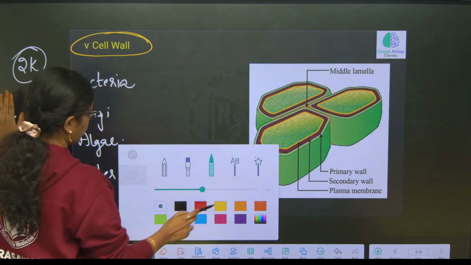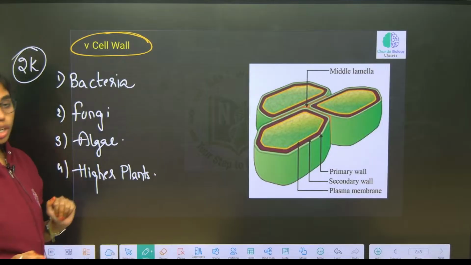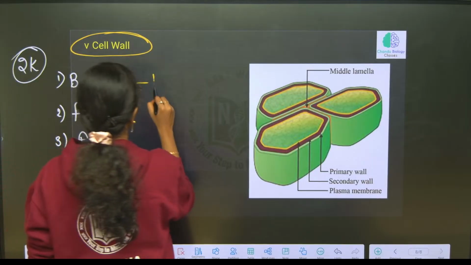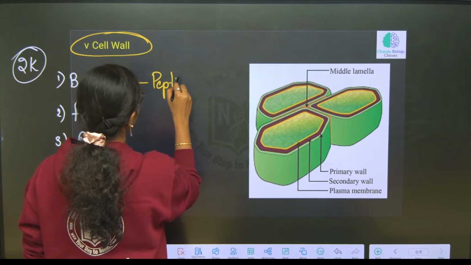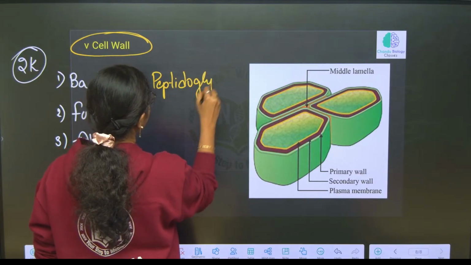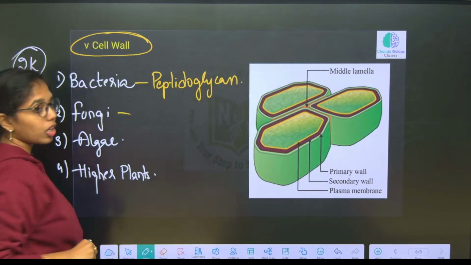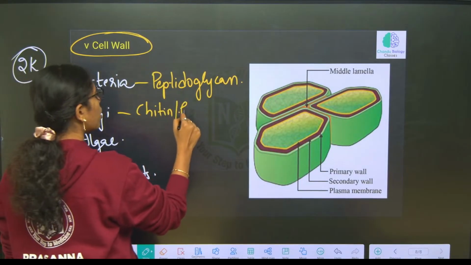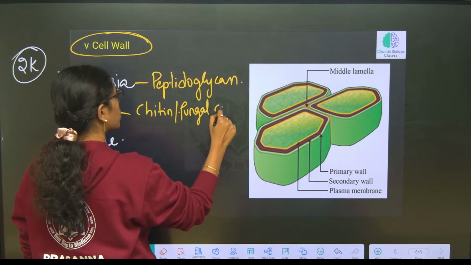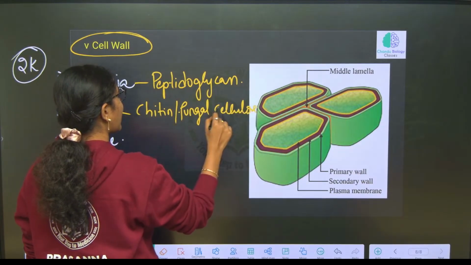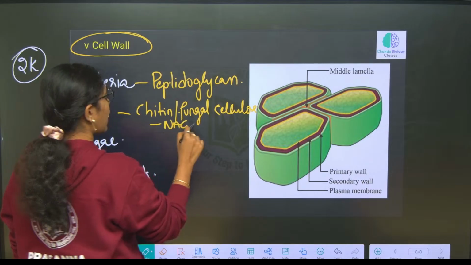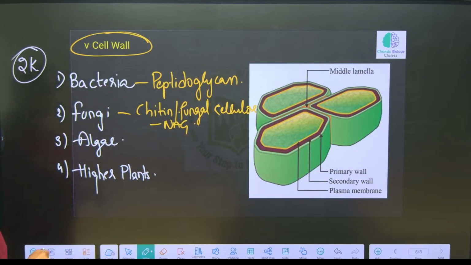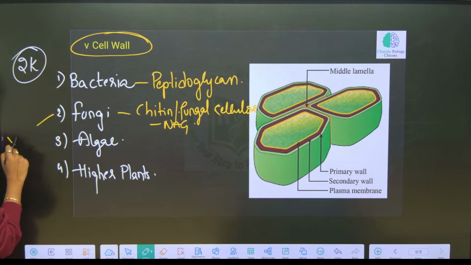Now, let us recall the composition of cell wall. Bacterial cell wall composition is peptidoglycan. Fungal cell wall composition is chitin, which is also called fungal cellulose. It has NAG units, N-acetyl glucosamine units. If you take unicellular fungi like yeast or Saccharomyces cerevisiae, its cell wall is composed of cellulose only.